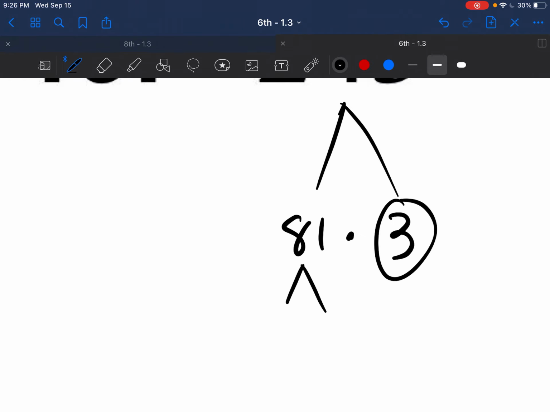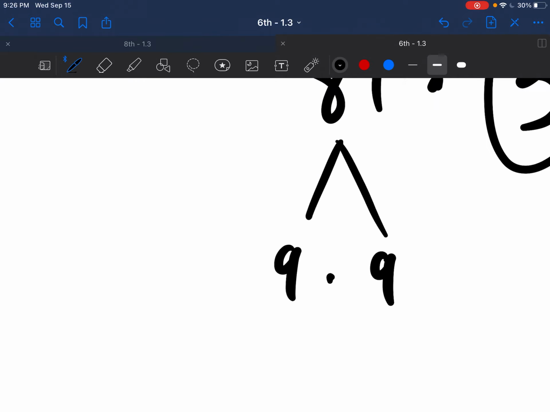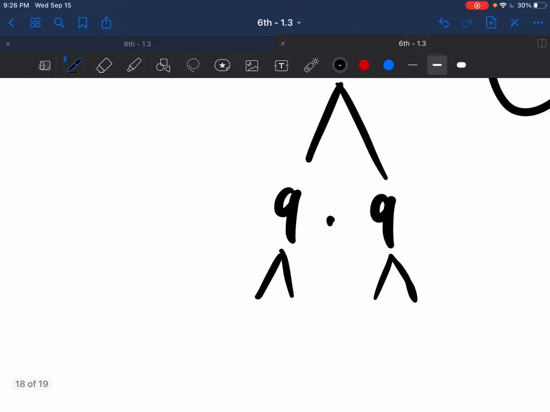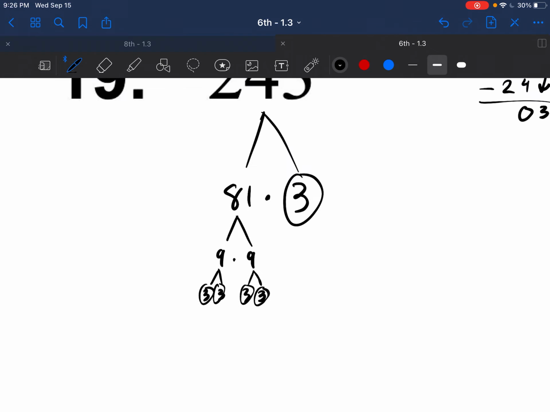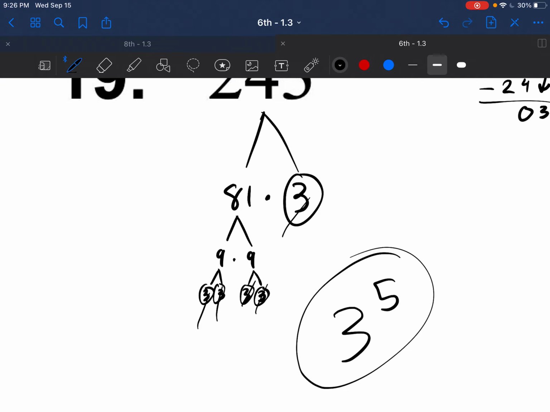That means we got to break this one down. What two numbers give me 81? What times what gives me 81? Well, that's going to be 9 times 9. But is 9 a prime number? Nope. We got to break this down. So what two numbers give me 9? 3 and 3. So now we just got to put this in exponent form. How many 3's do I have? I have 1, 2, 3, 4, 5, which means this is going to be 3 to the 5th power.